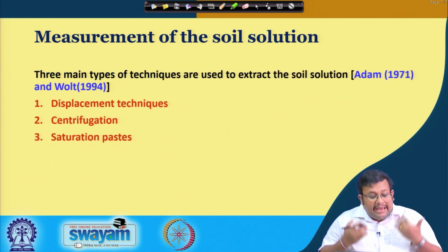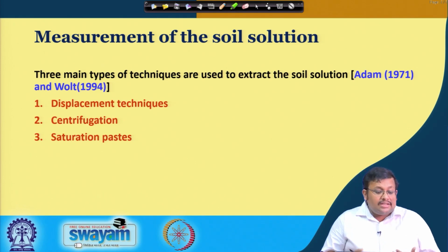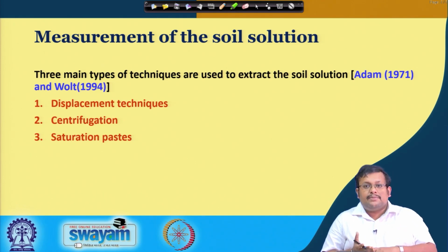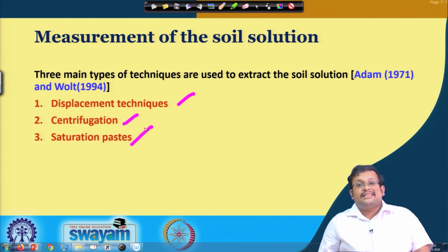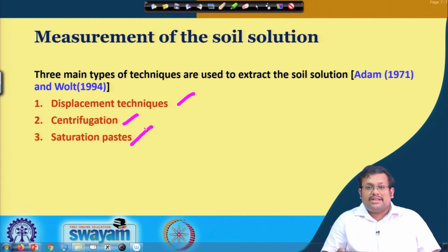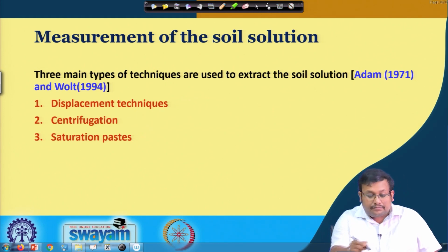So, the three main types of techniques we generally follow to extract the soil solution, as per Adam and Old, who have given different processes. The first is called the displacement technique, the second is centrifugation, and the third is called the saturation process or saturation extract. So, we will see them one by one.